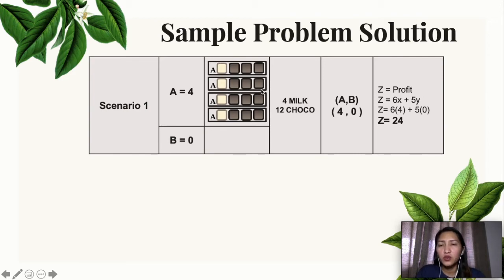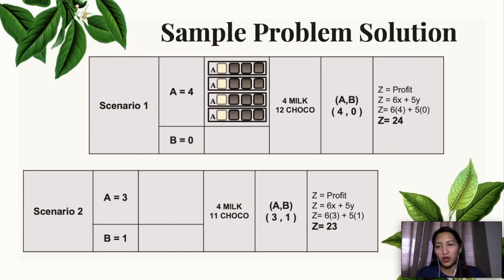So, if you want to produce all Unit A and then none of Unit B, then you can only produce 4. So, this is our first scenario: 4 units of A and 0 units of B. To compute the profit, we need to equate Z with the value of 6x plus 5y because every unit of x, meron tayong 6 pesos na profit. And every unit of y, meron tayong profit na 5 pesos. So, 6 times 4 plus 5 times 0, that is 24 pesos. So, if ito yung ating gagawin, scenario 1, then ang ating profit ay 24 pesos only.